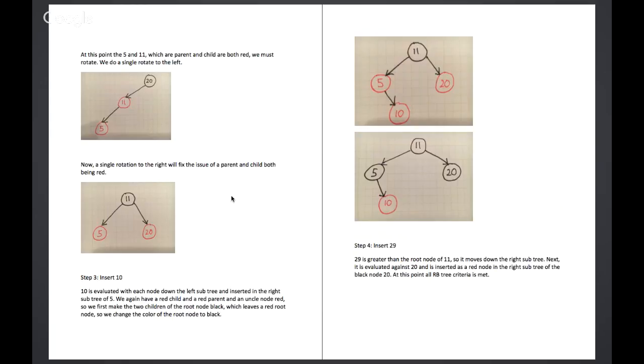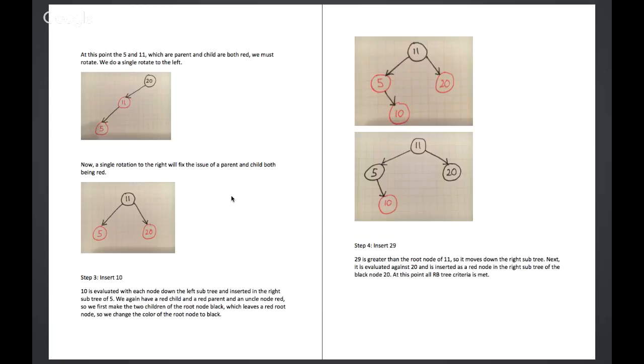So now we again have a red child and a red parent, as well as what's known as a red uncle node, which is the red 20. The first thing that is done is we make the 2 children of the root node black. It's called pushing. We push the black down the tree. So the 2 children of the root node become black, and then we have a red 10 at the bottom. So all the policies of a red-black tree are then met. Next we're going to insert 29.